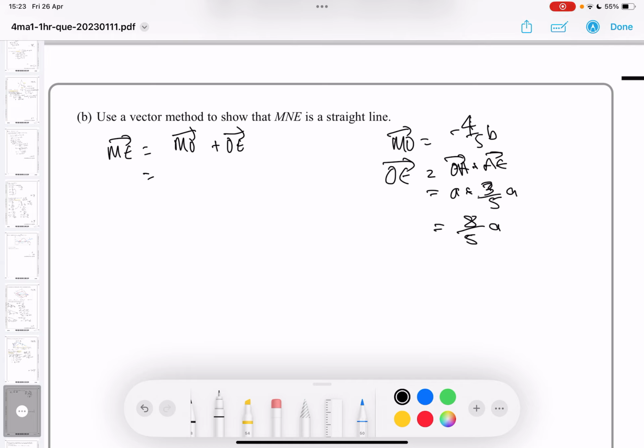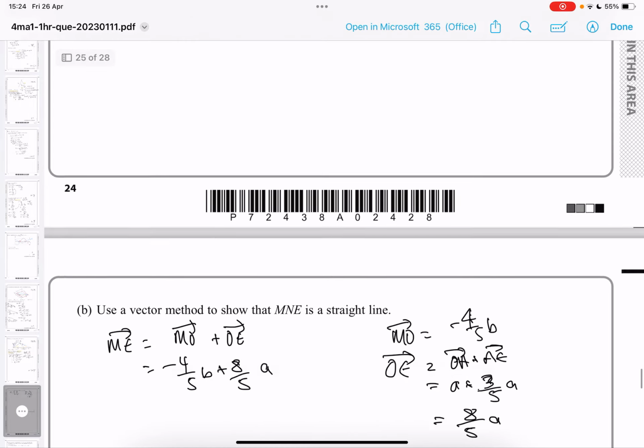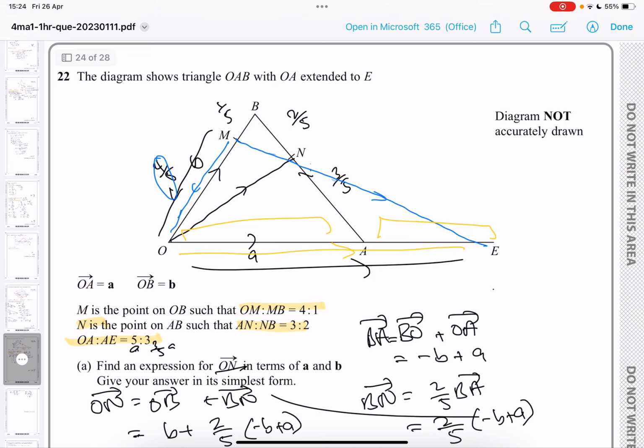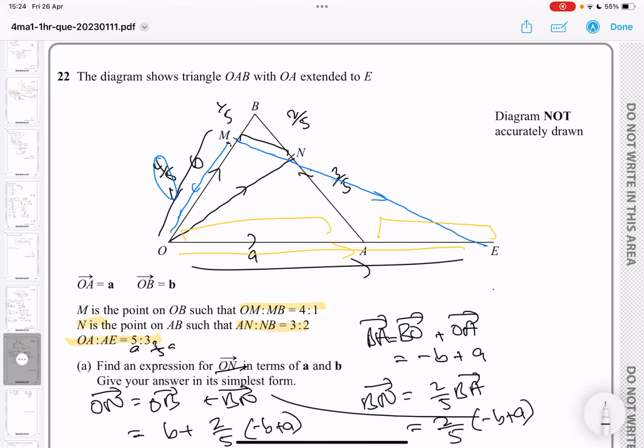Now we can work out what ME is. MO is minus 4/5 of B, and OE is 8/5 of A. Now that we've worked out the long length, ME, we can now work out MN, which is the fraction of the length. So MN is going to be MB plus BN. We worked out what BN is here. That's BN. And MB is just going to be 1/5 of OB. So let's work that out.